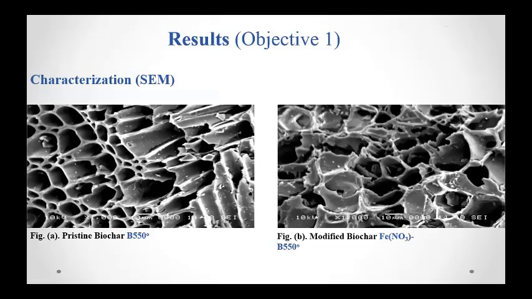Scanning electron microscopy illustrates the morphological characteristics of pristine and modified biochar. In pristine biochar, we can see that there are micro and mesopores, and the surface is smooth. On the other hand, in the modified biochar the surface is rough and irregular in shape. So it indicates that there is an attachment of iron nitrate on the surface of the biochar.